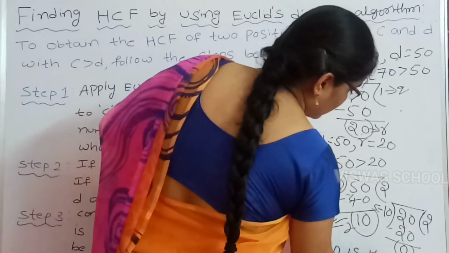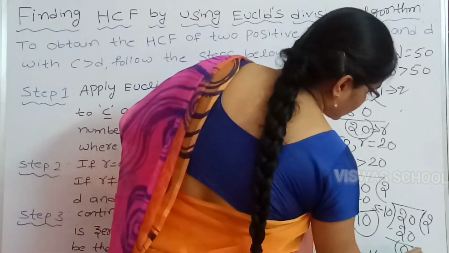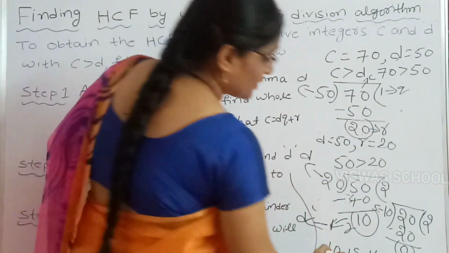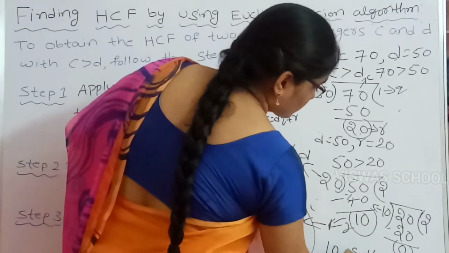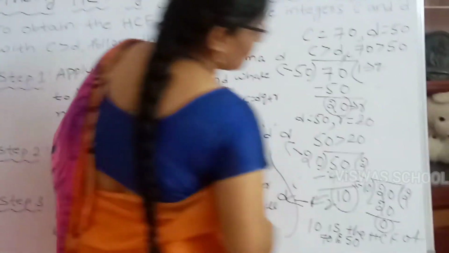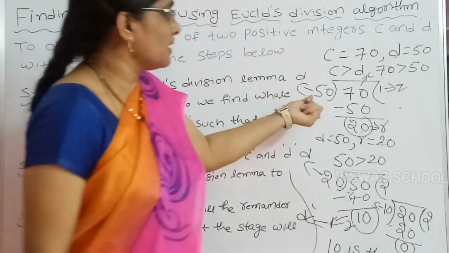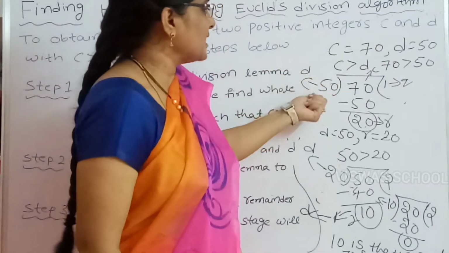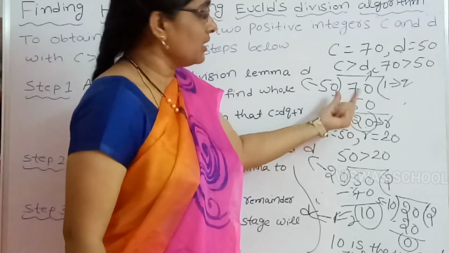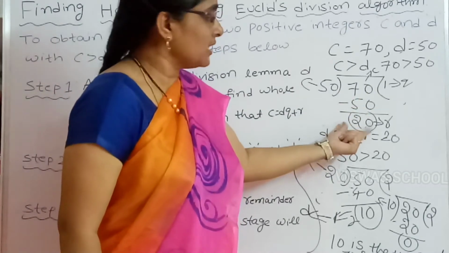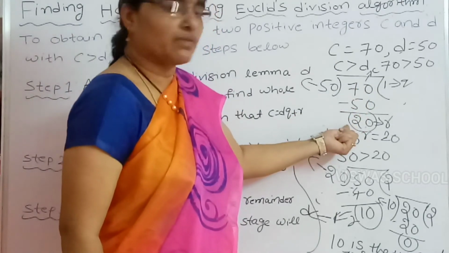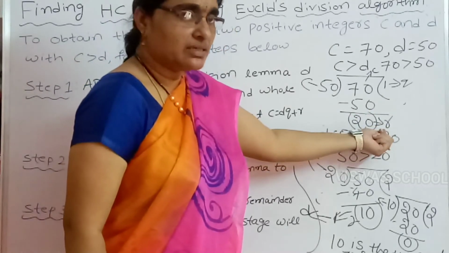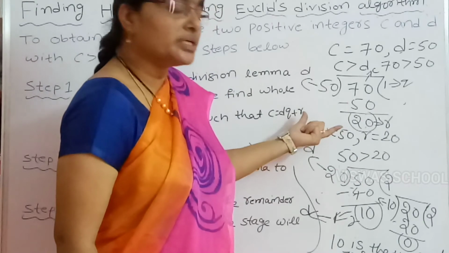10 is the HCF of which numbers? 70 and 50. Here, let us see. Here we are dividing 70 with 50. That is 50 ones are 50. Here the remainder is 20. 70 minus 50 equals 20. In this stage we are not getting the remainder 0. That's why we are continuing the process.